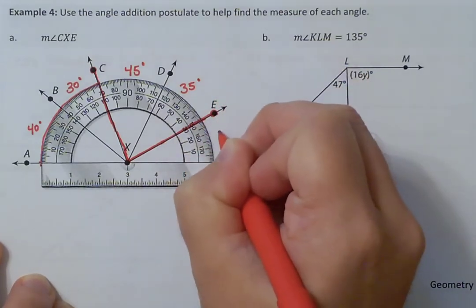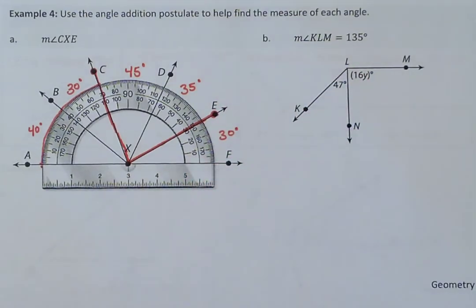35, and then 30. You might reference this diagram either in the video or on my completed notes, because the homework flashes back to a diagram similar to this, so use this as a guide.